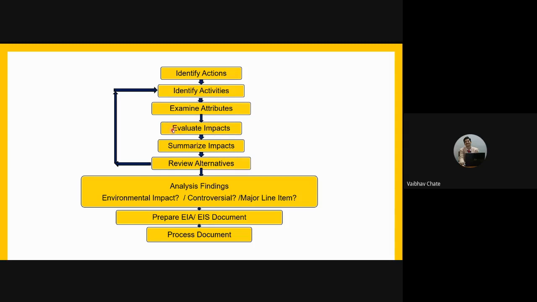That means we need to evaluate the impacts. So which are the positive impacts, which are the negative impacts, and whether this impact is due to construction activity or some operation related activities, right? So we need to answer the question: which impacts will be caused by which activity. So that is very important. Then we are going to summarize the impacts.